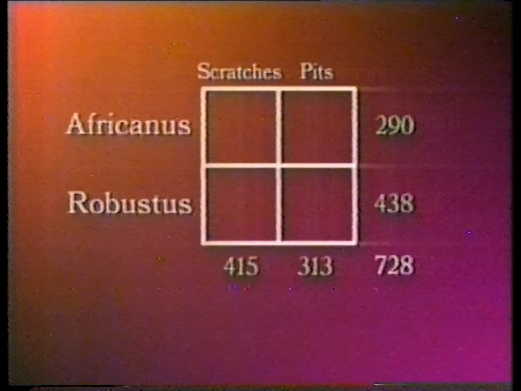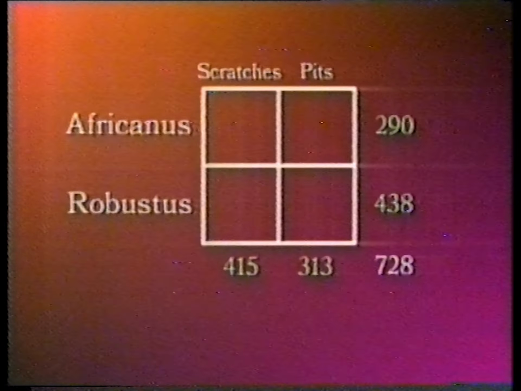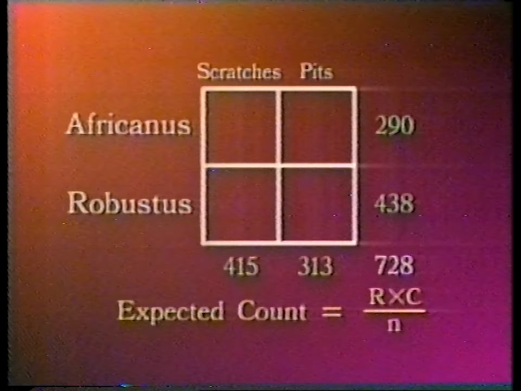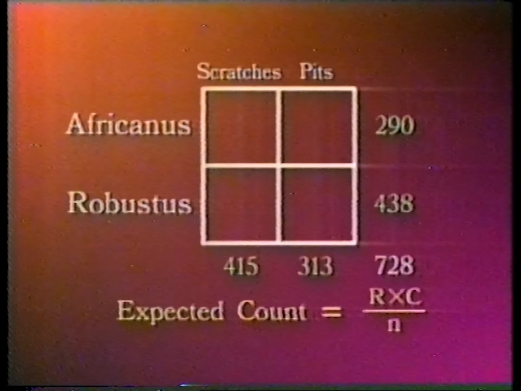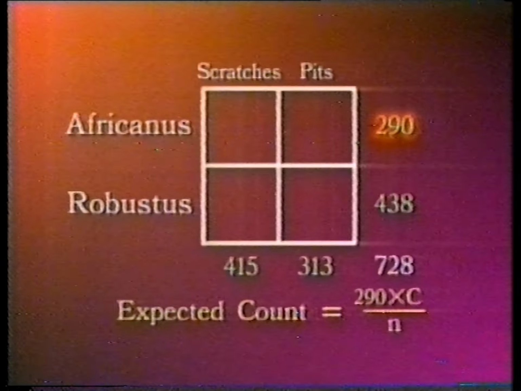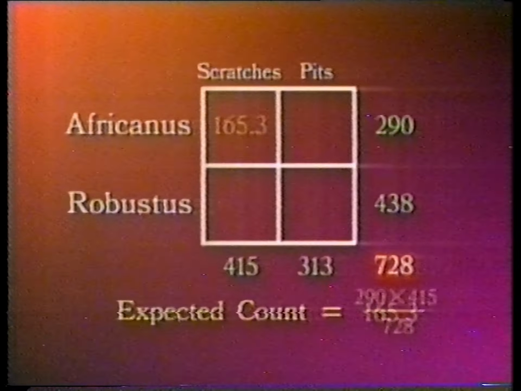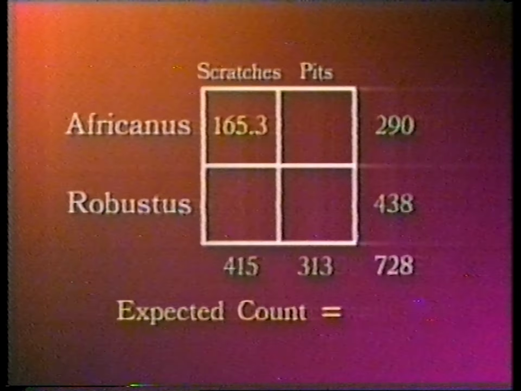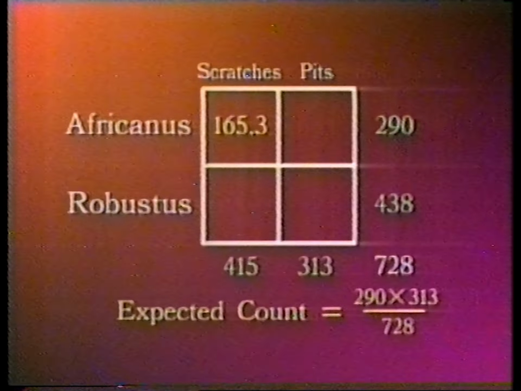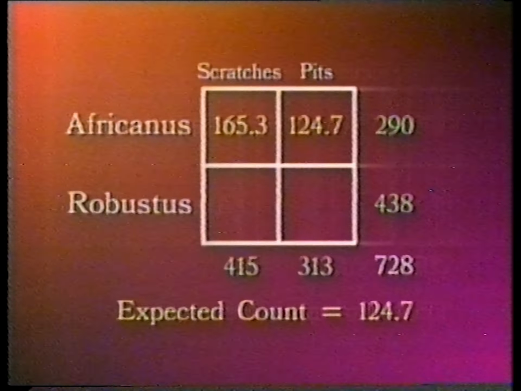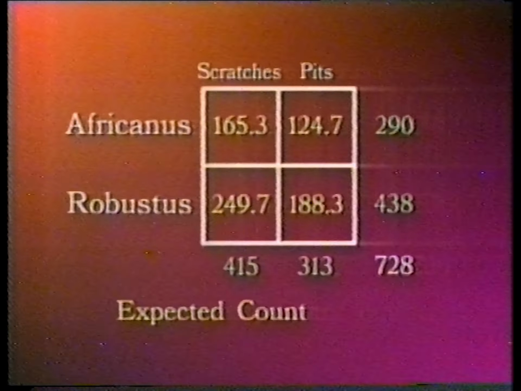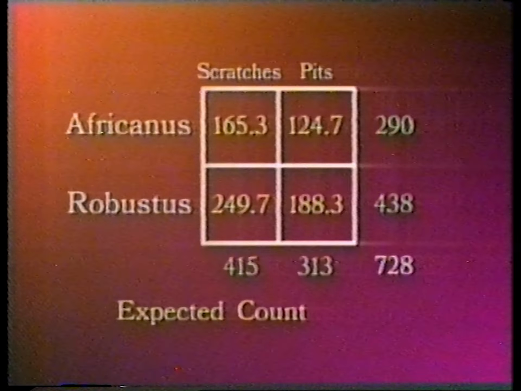Now we need to find the expected count, which is the result we'd expect if the null hypothesis were true. For each cell in the table, we multiply its row total by its column total and then divide by the table total. For example, the expected number of scratches in the teeth of africanus is 290 times 415 over 728, which is about 165. The expected count of pits in the teeth of the same species is 290 times 313 over 728, which is about 125. Doing the math for the other two cells gives us a picture of what we would expect if there were no differences in the distribution of tooth wear between the two species.